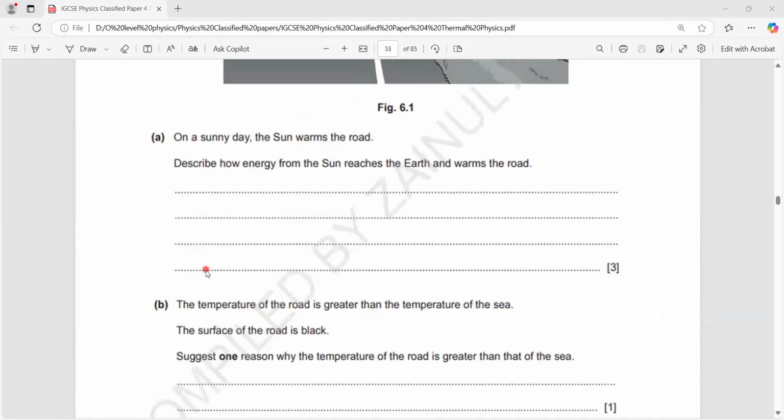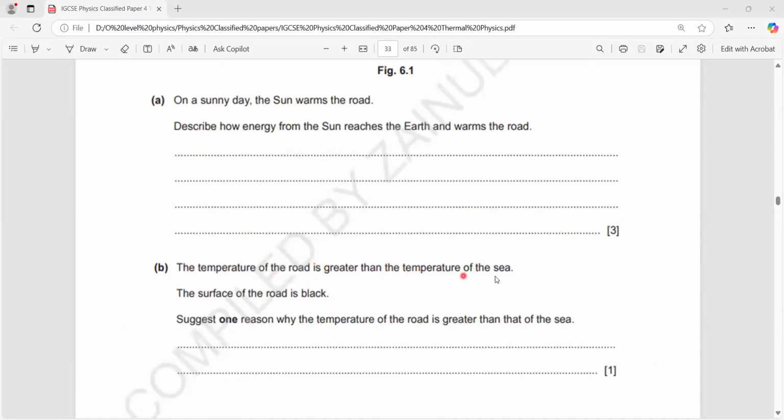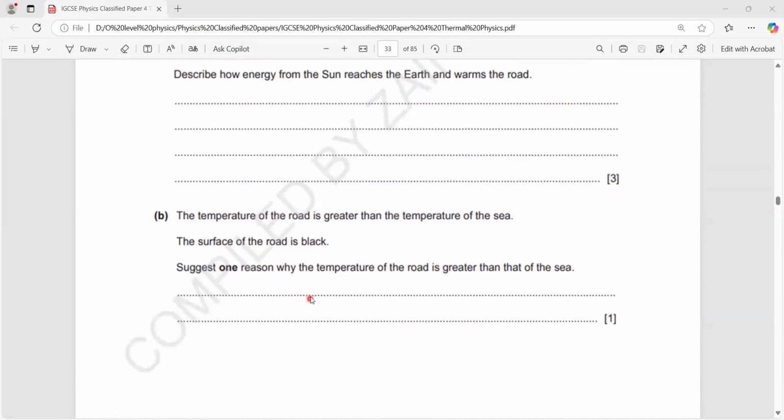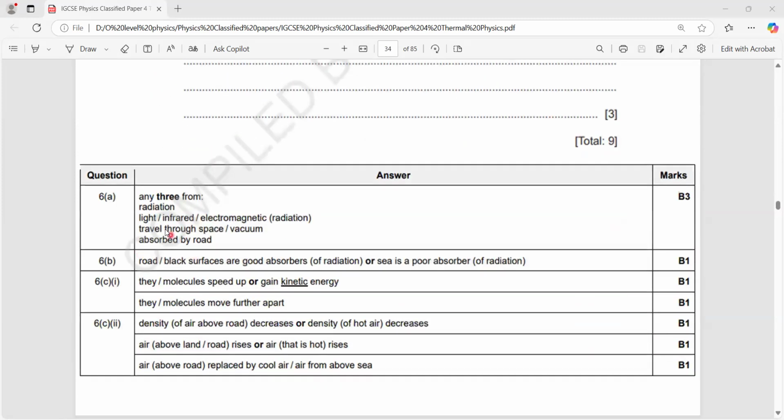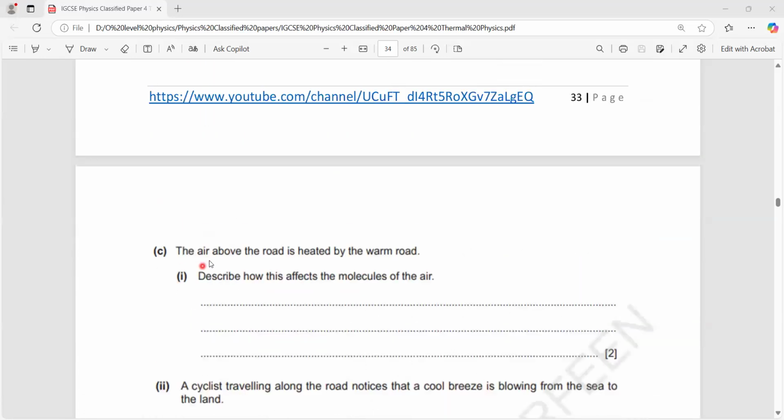The second point, part B: the temperature of the road is greater than the sea, and the road is black. So what is the reason? Because dull and dark surfaces are good absorbers, not conductors, good absorbers. Then describe how this affects the molecules of the air.